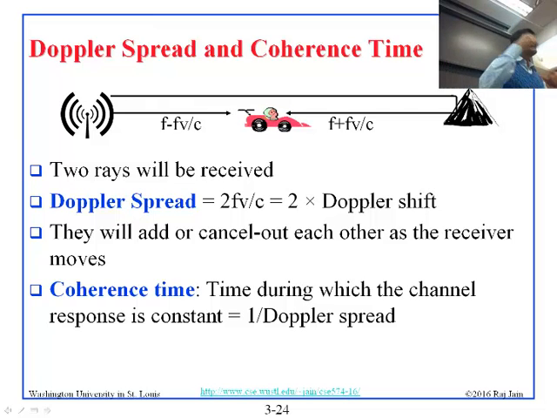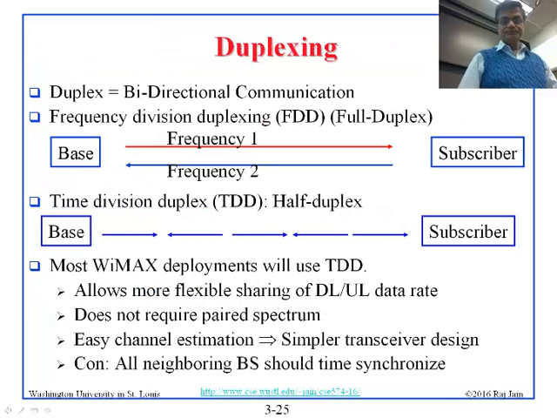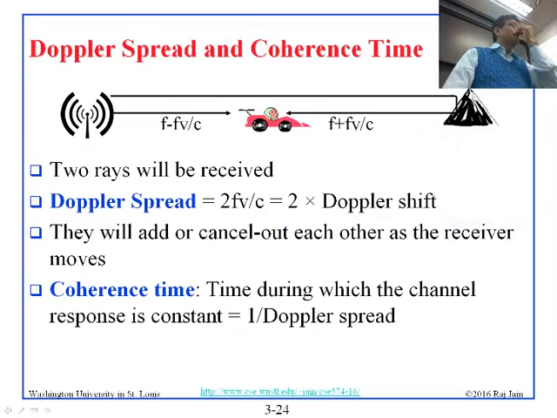Doppler shift is Fv upon C. Spread is 2 times Fv upon C, and the coherence time is 1 upon 2 Fv upon C, whatever. Any question about the Doppler?